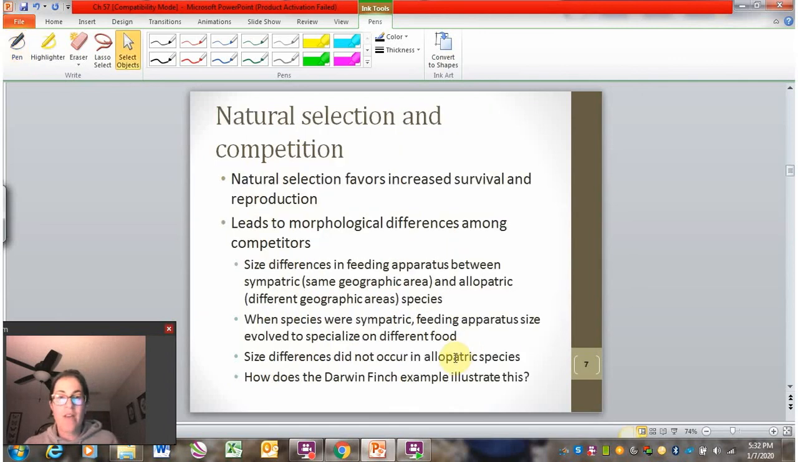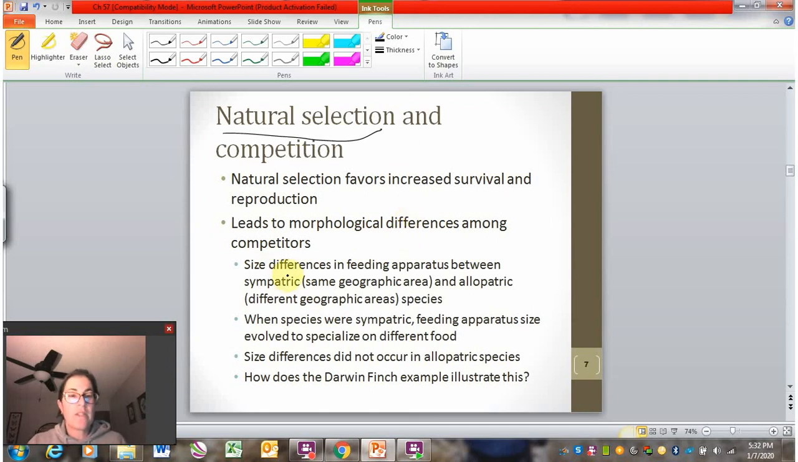So what causes this resource partitioning? Well, of course, evolution, natural selection. Natural selection favors increased survival and reproduction. So traits that allow the birds to feed differently allowed them to survive and reproduce better. So morphological differences that reduce competition among competitors are favored by natural selection.